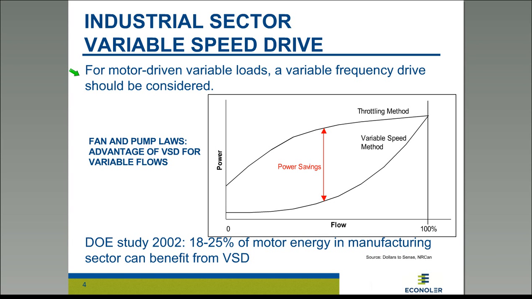Here we have a curve that compares the traditional throttling methods, using a damper or valve to reduce the flow as the need in the plant is reduced, with a variable speed system. A variable speed system takes into consideration the fan and pump laws, and the power basically reduces, not exactly at the third power, but close to the third power of the flow. That makes installation of VSD one of the most interesting applications.